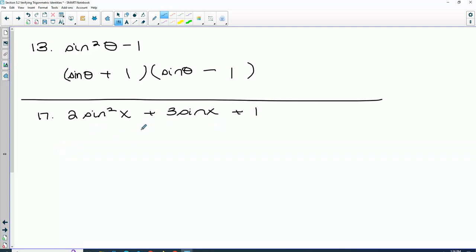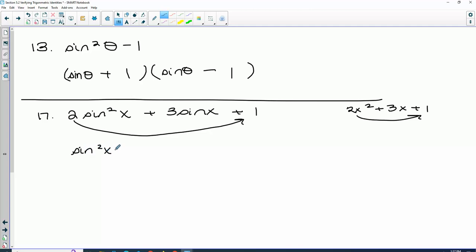This one, what does that remind you of? 2 times something squared, 3 times something plus 1. It's kind of like a quadratic. If I had given you 2x squared plus 3x plus 1, what would you do to factor that? Slip and slide. So we're going to do that. The sine x is just taking the place of the x. So if we slip and slide, we get sine squared x plus 3 sine x plus 2.